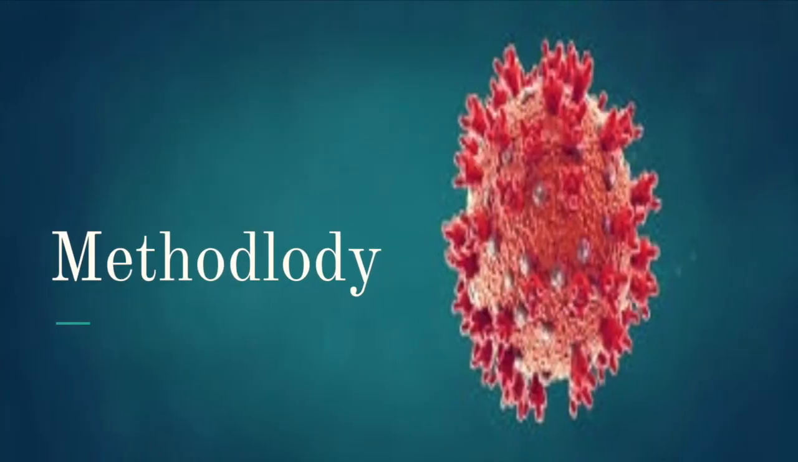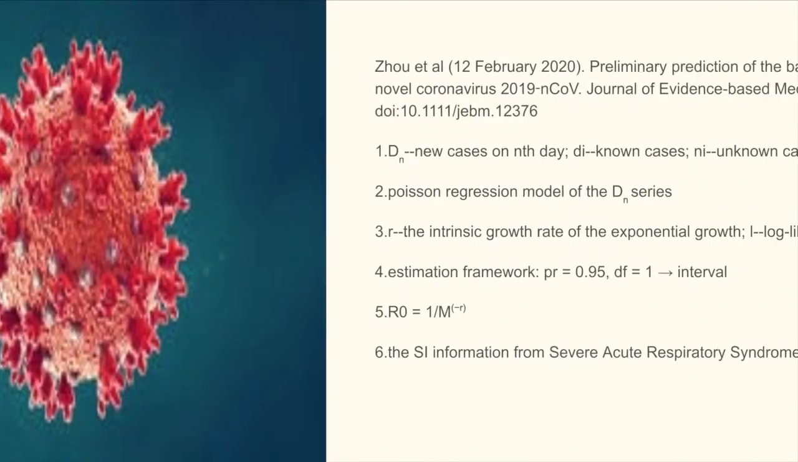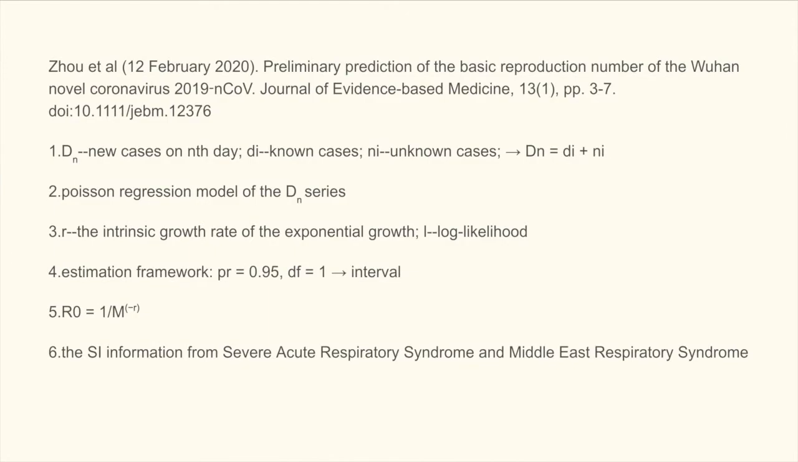So now I will explain my methodology. Since I was not so familiar with regression models, I followed others who also use the Poisson regression model to predict the number of unreported cases of COVID-19. First, I used dn to represent the number of new cases on the end state, di to represent the number of known cases, and ni for the number of unknown cases. Hence, there exists an equation: dn equals di plus ni.